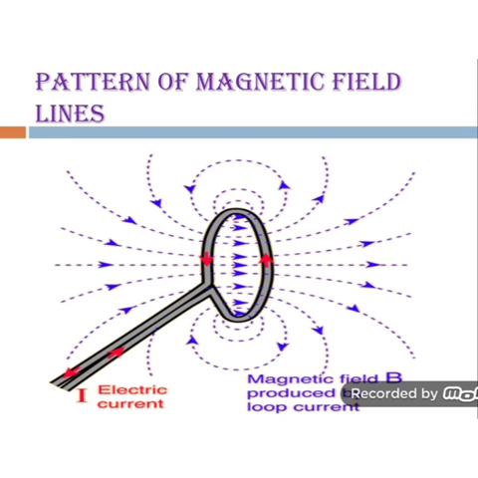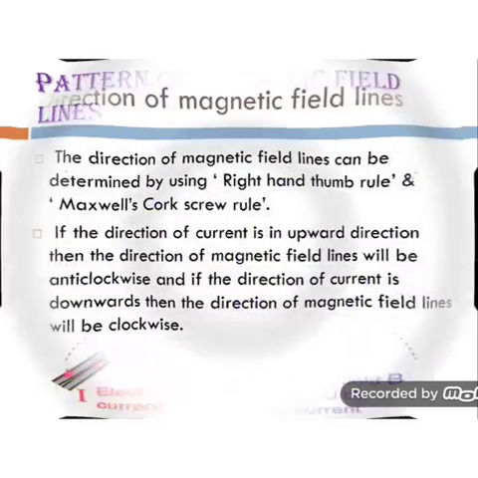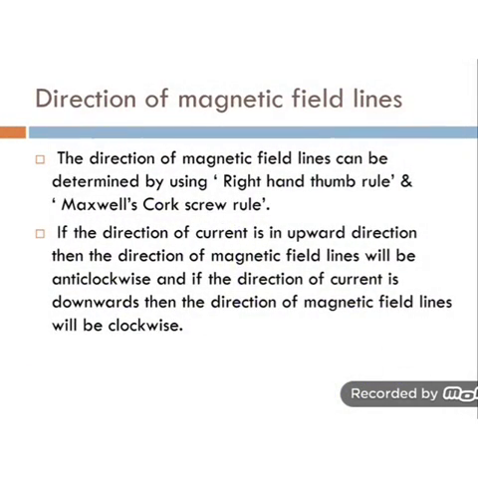From this figure it is clear that the magnetic field lines are straight at the center, and along the edges they are circular. You can see that along the edges, on the upper side the direction is anti-clockwise, and here it is clockwise. Now, the direction of the magnetic field lines.